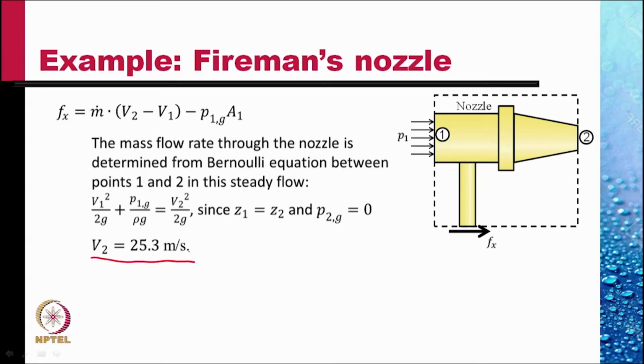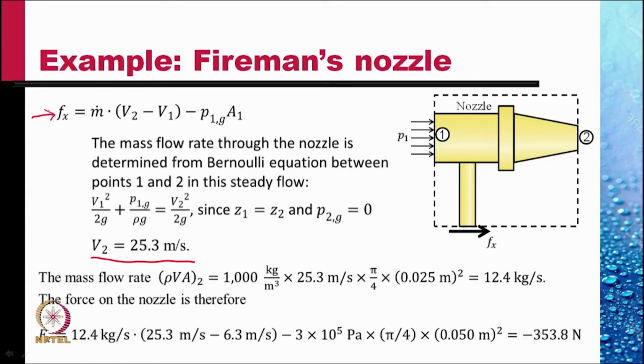Once we know V2, we can calculate V1 and plug it in the equation on top, and we get a result that the force is minus 353.8 Newton. Why minus sign? Minus sign means that this force would be in the direction opposite to the direction that we assumed this force to be in. We assumed this to be positive, pointing towards the right. The force would be to the left.